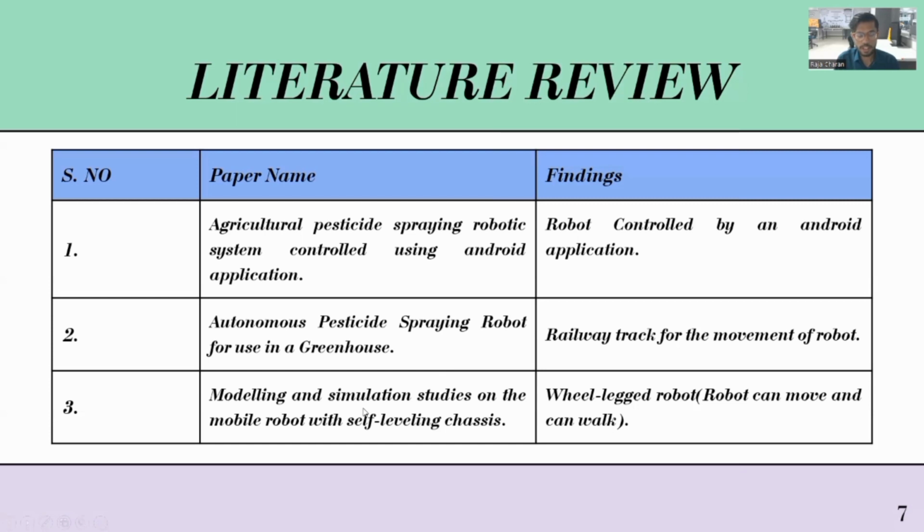And the other paper that we found is modeling and simulation studies on the mobile robot with self-leveling chassis. In this paper we find that there is a robot which is named a wheel-leg robot. This robot can walk, and also can move. Means this robot can move on flat terrain surfaces and can move on flat surfaces.